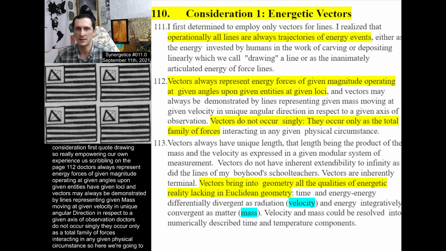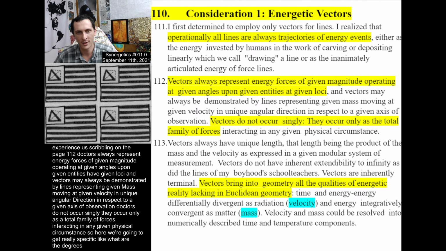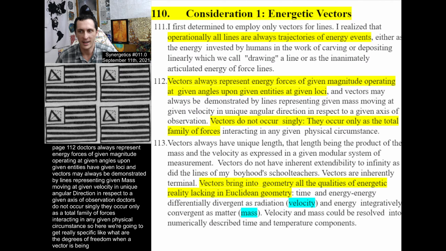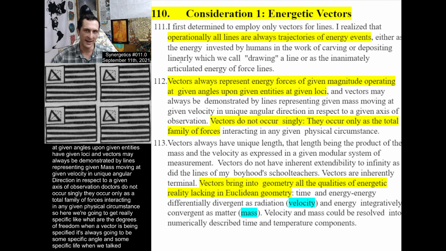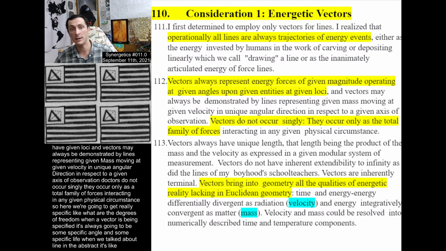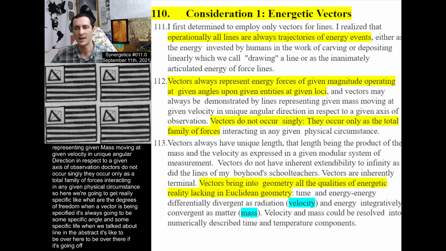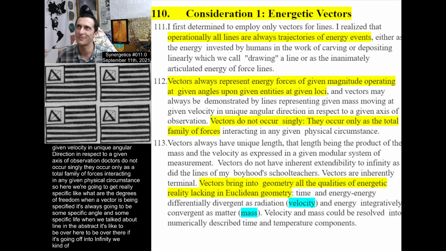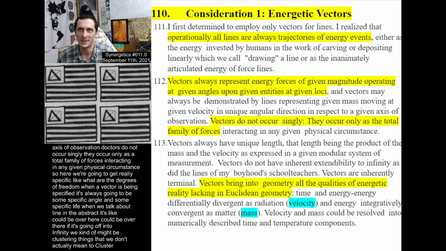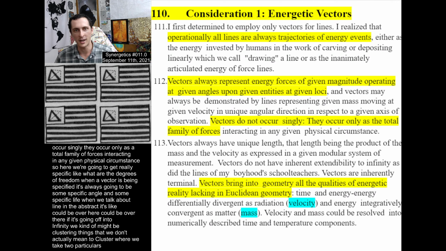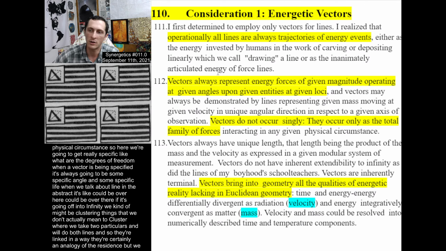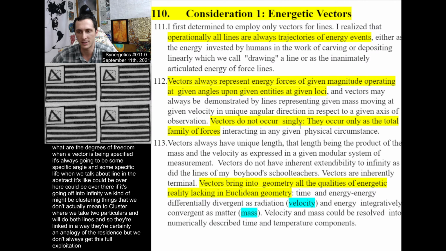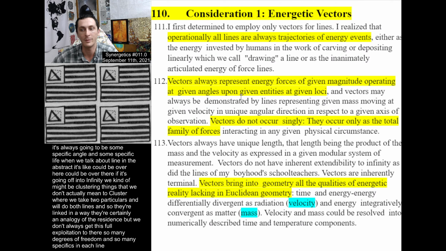So here we're going to get really specific, like what are the degrees of freedom when a vector is being specified? It's always going to be some specific angle and some specific length. When we talk about line in the abstract, it's like could be over here, could be over there. If it's going off into infinity, we might be clustering things that we don't actually mean to cluster, where we take two particulars and, oh, well, they're both lines, and so they're linked in a way. There's certainly analogy or there's resonance, but we don't always get this full explication that there's so many degrees of freedom and so many specifics in each line when we choose to interpret them as vectors.